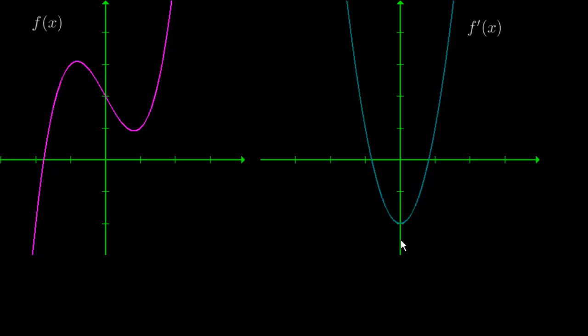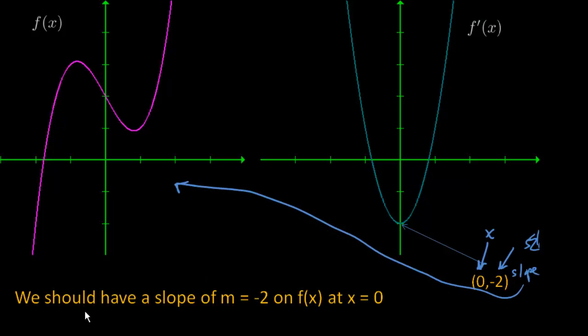Okay, let's take a look at another point. So here's the point 0, negative 2. So again, this is your x value, and this is the y value on the derivative, but it's going to be the slope over here. So what I wrote down here is we should have a slope of negative 2 on the original function at 0, which would be right here, which seems about accurate, right? This would have a slope of negative 2.